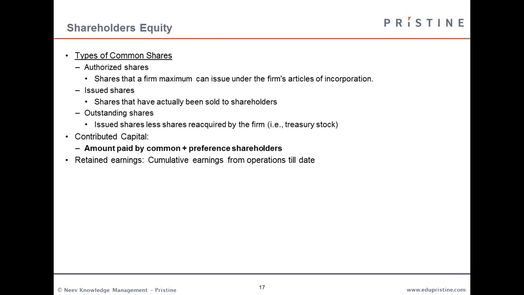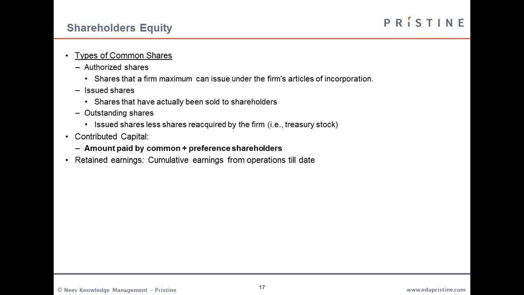Authorized shares are the number of shares that the company can issue at max. So suppose a company is given permission to issue shares of at max 1 lakh. So authorized shares will be 1 lakh. Among them, the company issues say 70,000. So that will become the issued shares, and the outstanding shares will be the ones which are not reacquired by the firm, so which are entirely outside the firm.